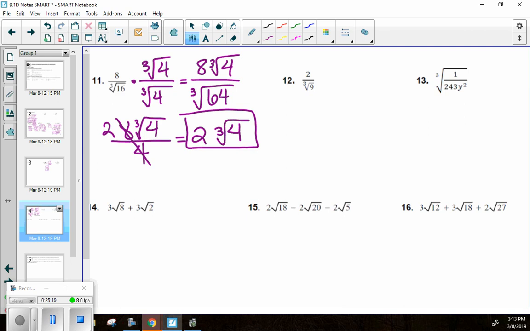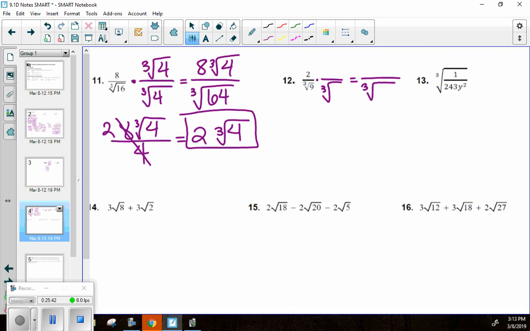Okay, let's take a look at number 12. Let's just try these last couple ones. Number 12, you've got 2 over the cube root of 9. There's nothing we can really clean up with that 2 and the 9, but we have to rationalize the denominator. So once again, 9 is not a perfect cube. If you look at your list, you're going to notice it's not on there because 9 is not a perfect cube.